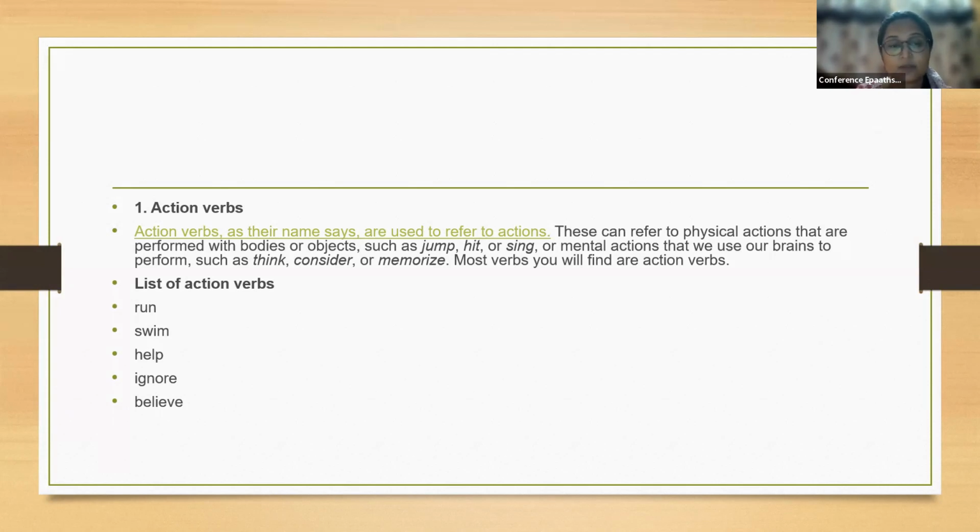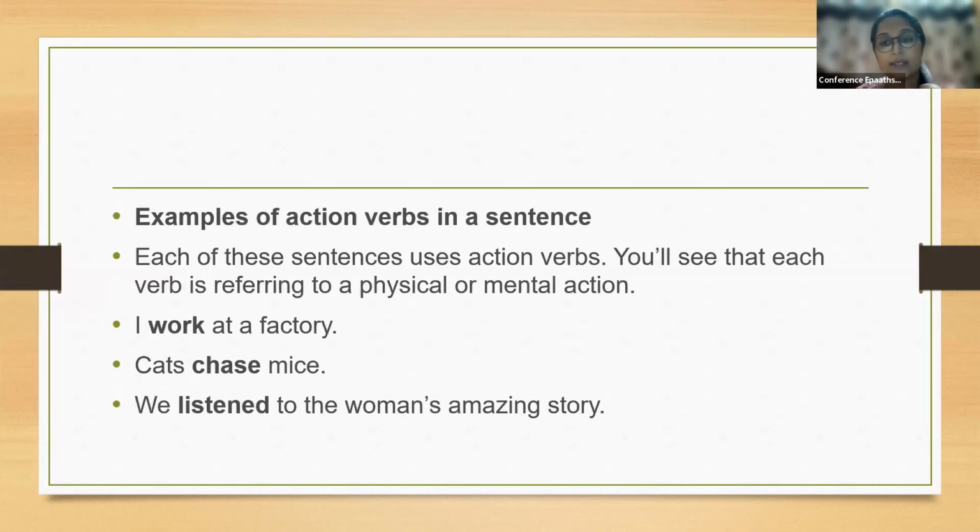Like a list of action verbs. Verbs are basically action, so most of the verbs are action verbs only. Run, swim, help, ignore, believe. Whatever actions you will find, those are action verbs. Okay. Examples of action verbs in a sentence. Each of the sentences uses action verbs. You will see that each verb is referring to a physical or mental action. Now, I work at a factory. Cats chase mice. We listen to the woman's amazing story. All these are action verbs.